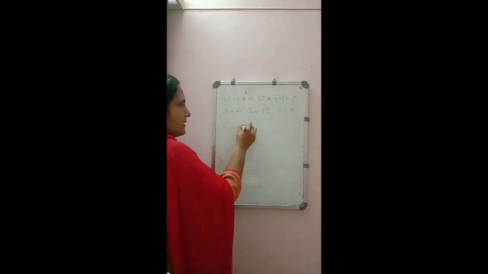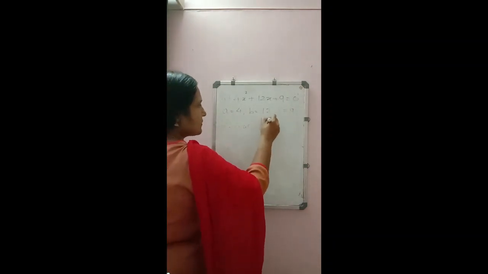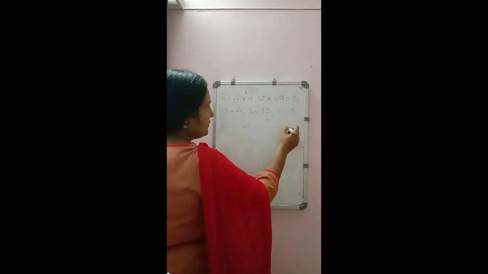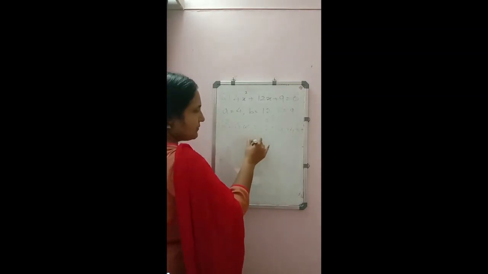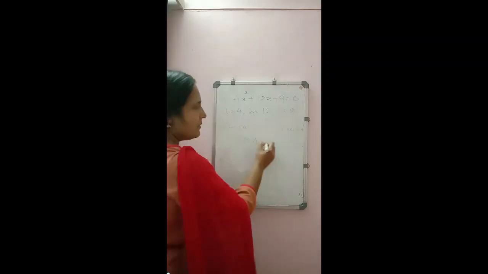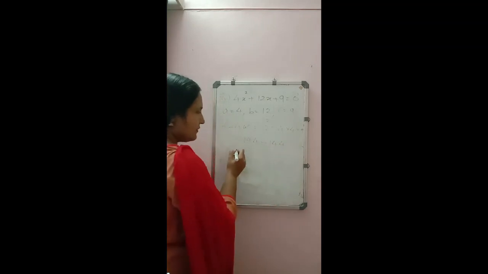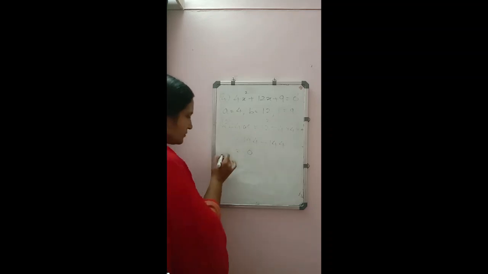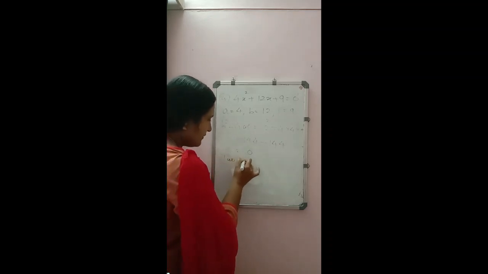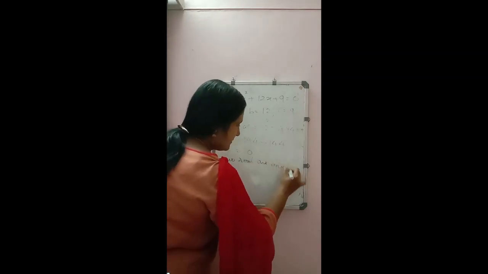Calculate b square minus 4ac. So that will be equal to 12 square minus 4 into 9. 12 square, as you all know, is 144 minus 4 4s are 16, 16 9s are 144, equal to 0. So we are getting b square minus 4ac equal to 0. So here we will write we will have two real and equal roots.